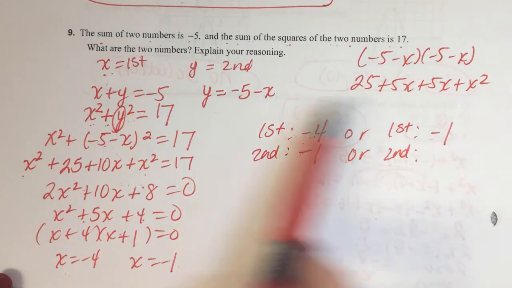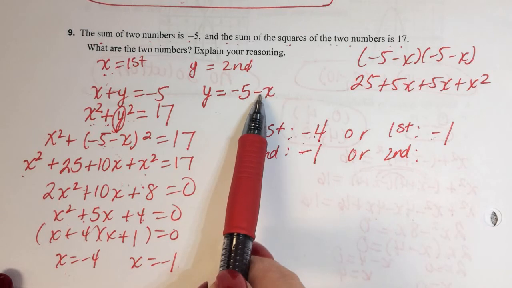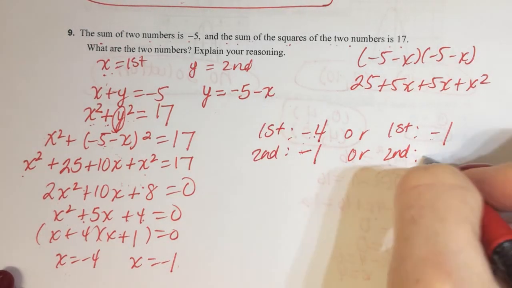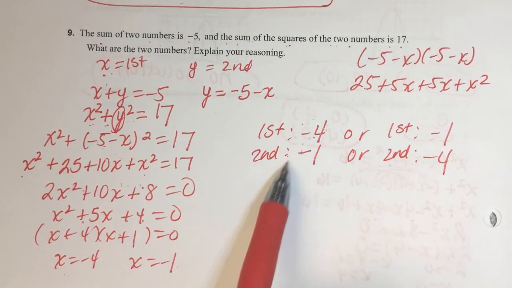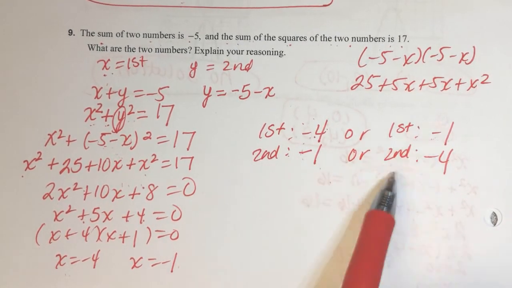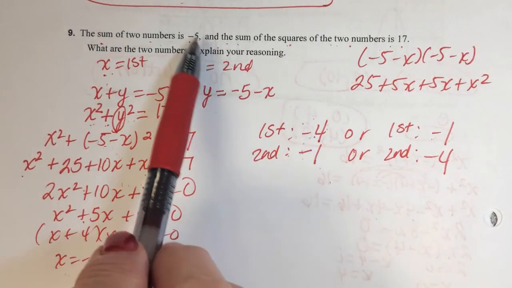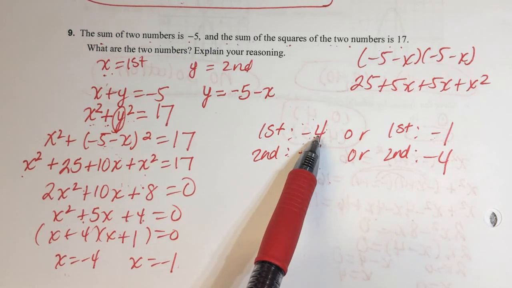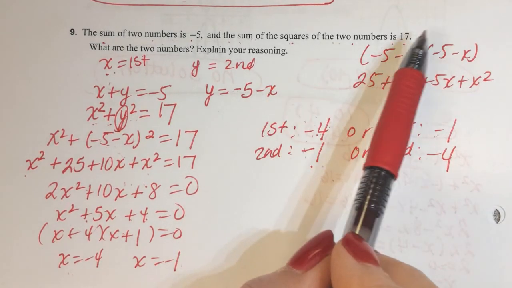Or I can plug in negative 1 here. If I have negative 5 minus negative 1, what's that going to be? Negative 4. You see what I mean? So the first number is either negative 4, second number is then negative 1, or it could have been vice versa. Is it true? Is the sum of these two numbers negative 5? What do I get if I square that? What if I square that? What's the sum of that?